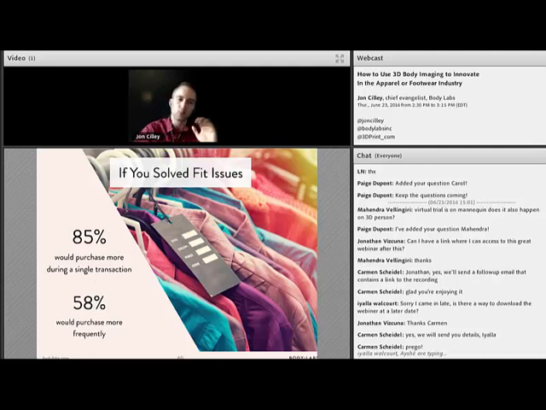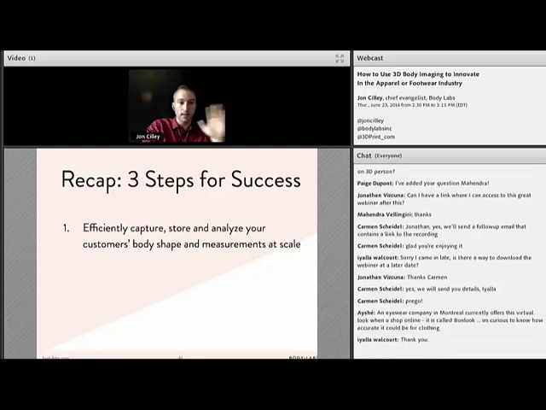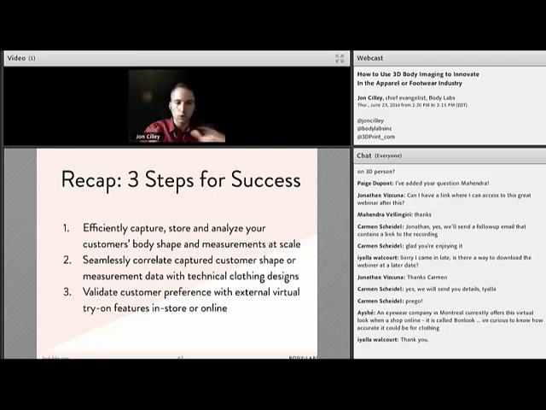But with all that said, I really think if you take these three approaches, where you're efficiently capturing, storing, and analyzing your customers' body shape and measurements at scale, you're seamlessly correlating captured customer shape or measurement data with the technical clothing designs, and then you're validating customer preference with external virtual try-on features in store or online, you're going to win. You're going to win, and you're going to be happy you did it.